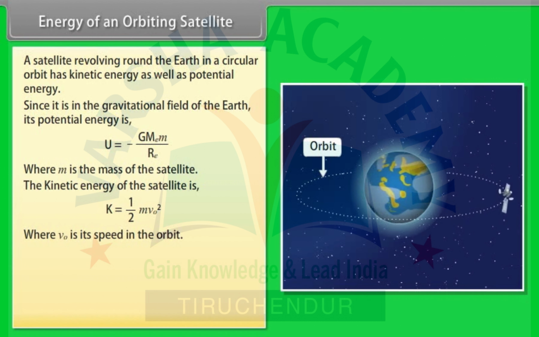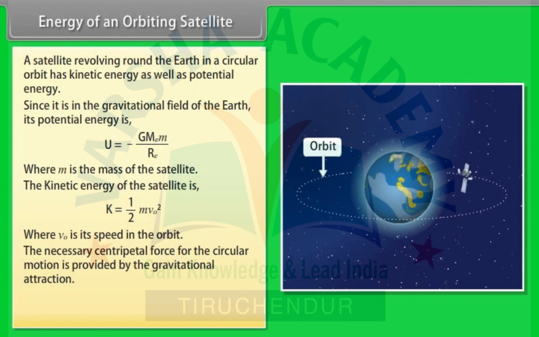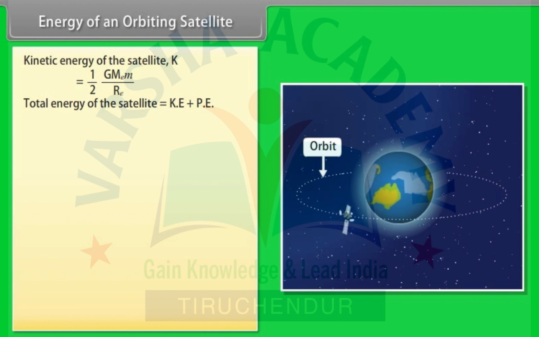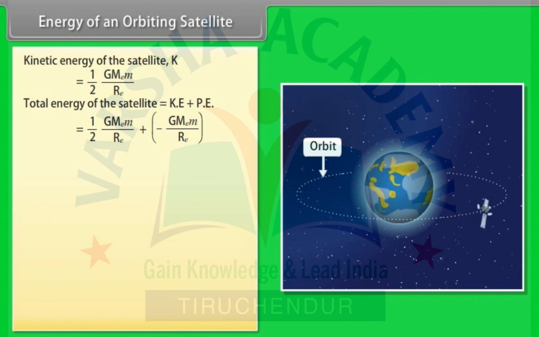The necessary centripetal force for the circular motion is provided by the gravitational attraction. Kinetic energy of the satellite K. Total energy of the satellite is equal to kinetic energy plus potential energy. On calculating, we get total energy is equal to -1/2 GMem/Re.